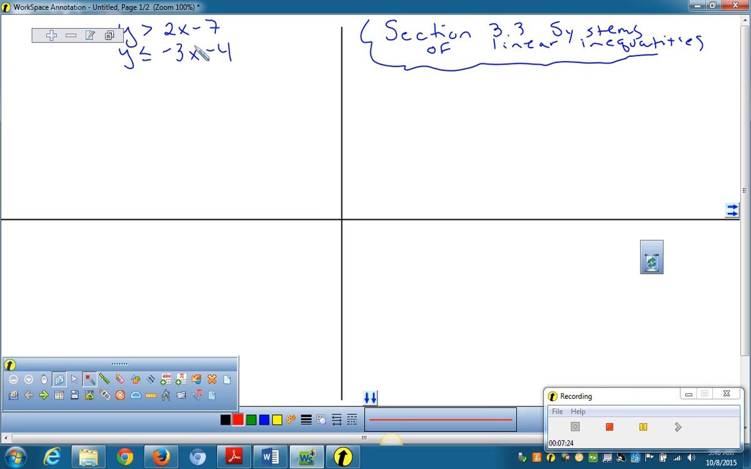And now I would like you to graph each of these correctly and shade appropriately with a test point. I want you to test the point. I need to see the work for the test point somewhere on the page. And then shade, and then come up and show me, or call me over and show me your feasible region. Okay?